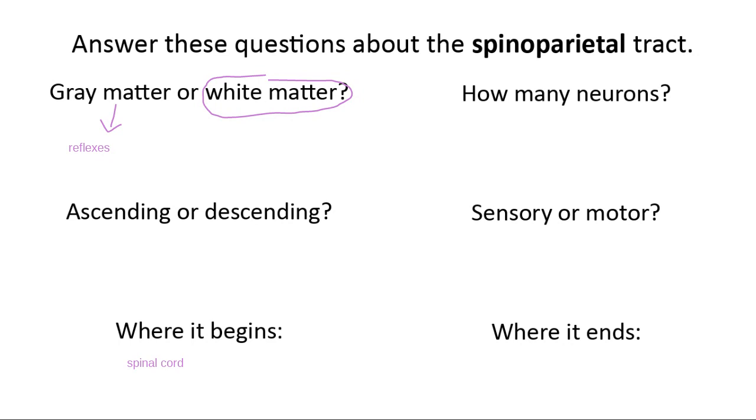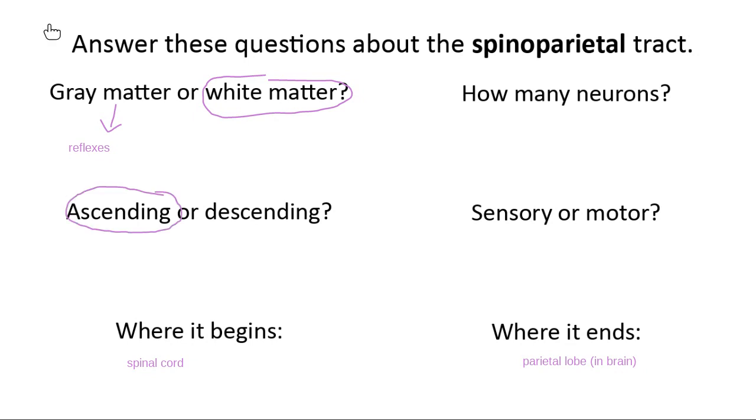Yeah, exactly. This one's going to be ending at the parietal lobe, which is found in the brain, in the cerebrum. We started in the spinal cord because of spino. We ended in the parietal lobe because of parietal. Based on where we started and where we ended up, would we say this is an ascending tract or a descending tract? Based on where it started and where it went. Yeah, exactly. This is going to be an example of an ascending tract.